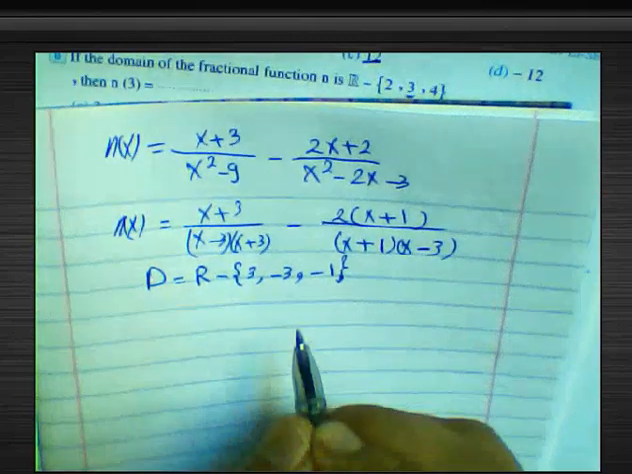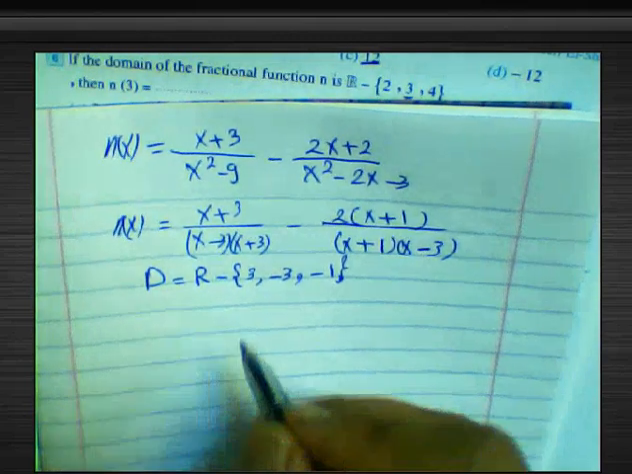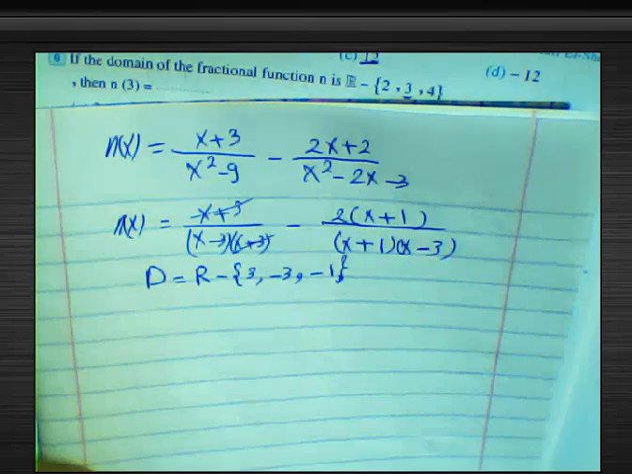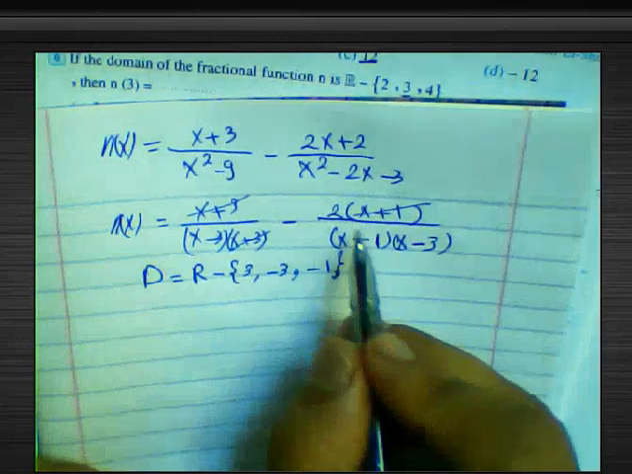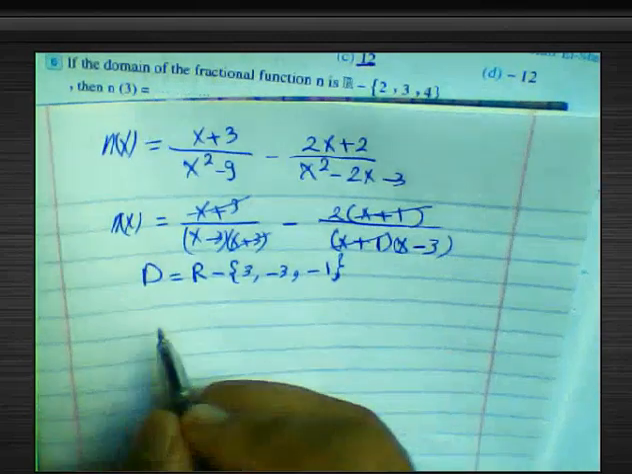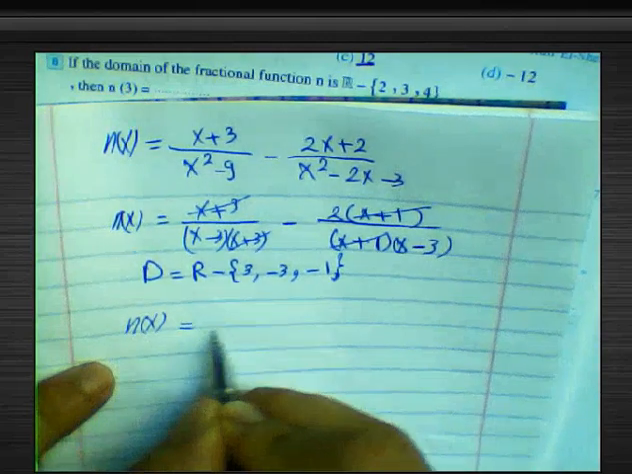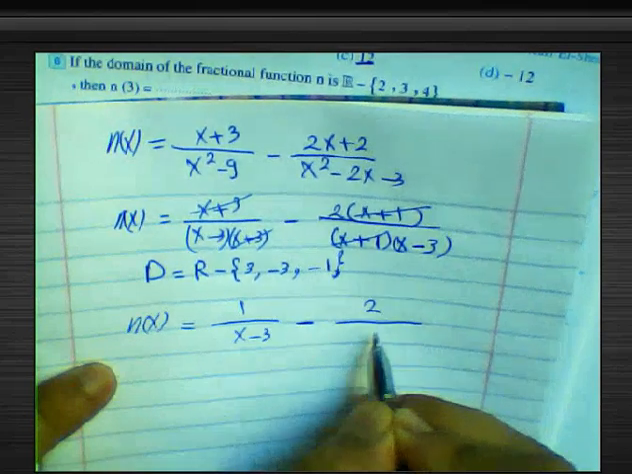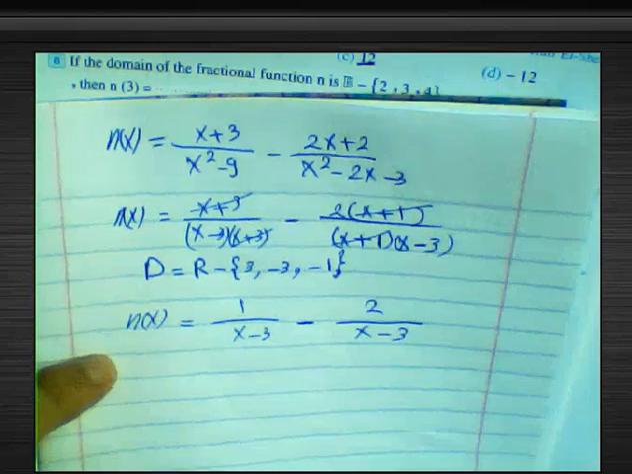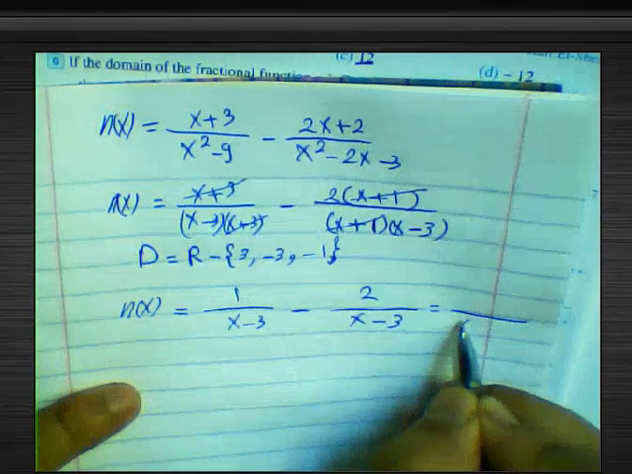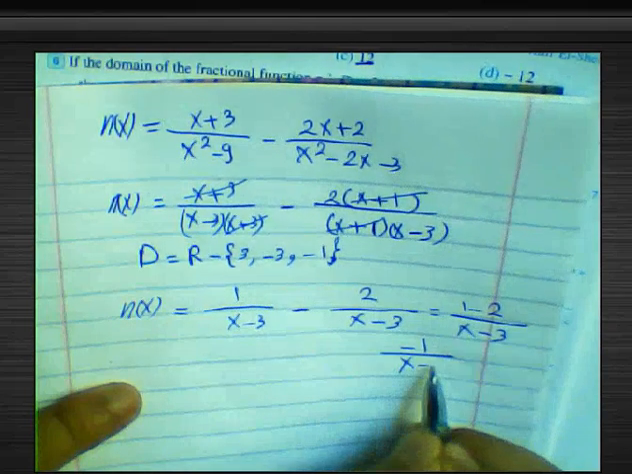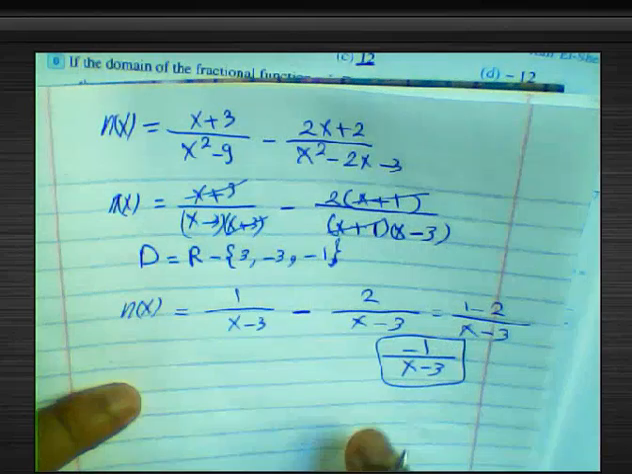We write it here. Okay, don't write it again. And then we can cancel this expression with this expression, we can cancel x plus 1 with x plus 1, so n of x will be 1 over x subtract 3 subtract 2 over x subtract 3. And we can simplify that with x subtract 3 in the denominator, 1 subtract 2, the result will be -1 over x subtract 3. This is the result, okay? Another question.